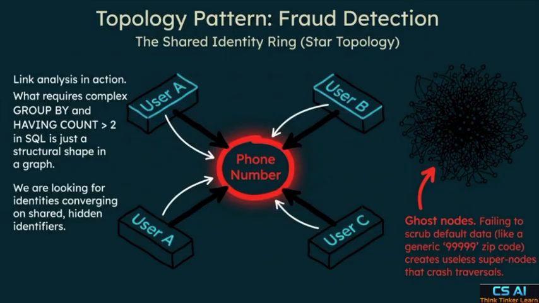Let's look at a real topology pattern: fraud detection using a star topology. We look for shared identity rings, where multiple users converge on a single hidden identifier like a phone number or a specific device ID. In SQL, this requires complex GROUP BY and HAVING clauses. In a graph, it's just a structural shape. A senior tip: always scrub default data like a generic 99999 zip code. Failing to do so creates ghost nodes, useless supernodes that crash your traversals.